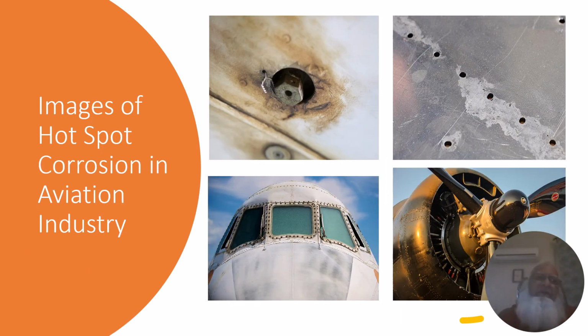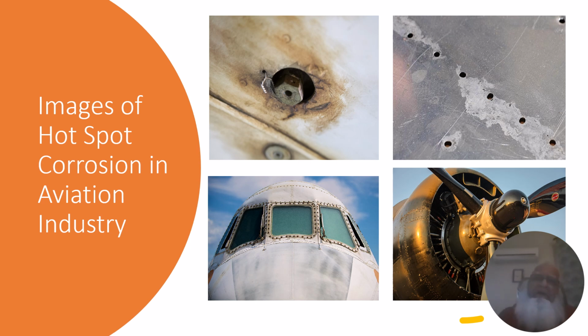This slide shows images of hotspot corrosion in the aviation industry. The picture on the top left shows where the corrosion has taken place around this area, which is a hotspot corrosion. It is very common in the aviation industry. On the top right, you can see corrosion hotspots around all the rivets placed on the wings, and these are very common corrosion spots in the aviation industry, and their control is required.